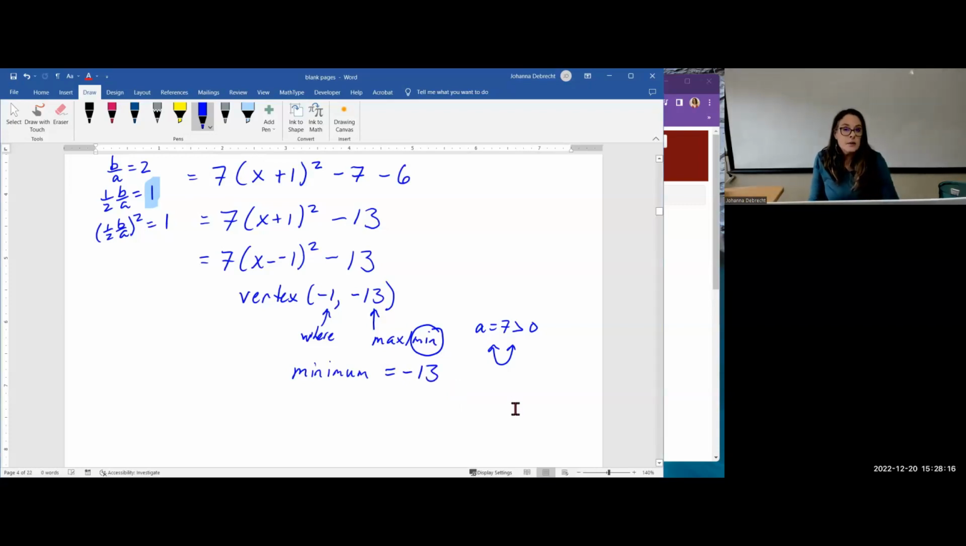Okay, now it also asks for the line of symmetry. Remember, the line of symmetry is basically x equals h. So our line of symmetry is going to be x equals -1.